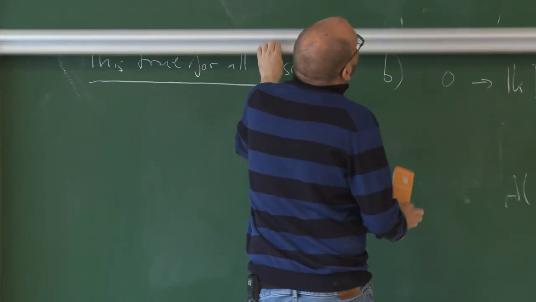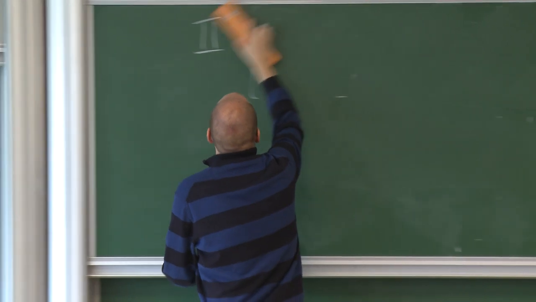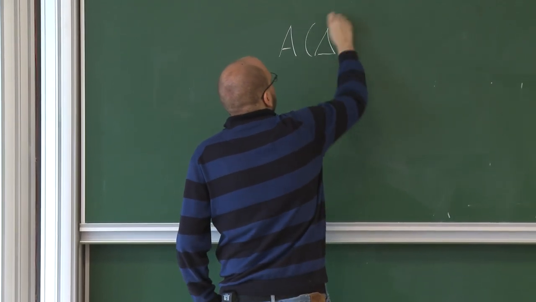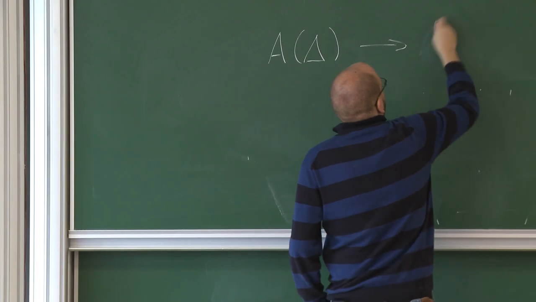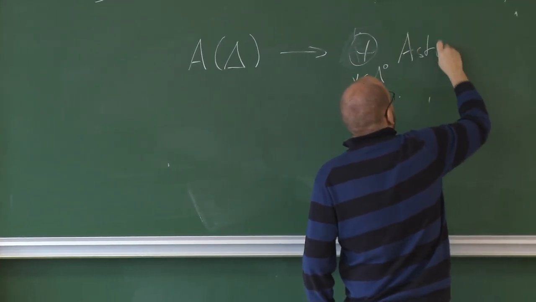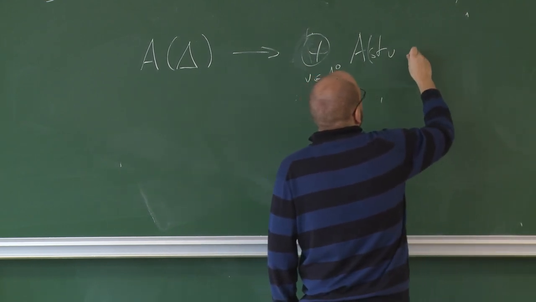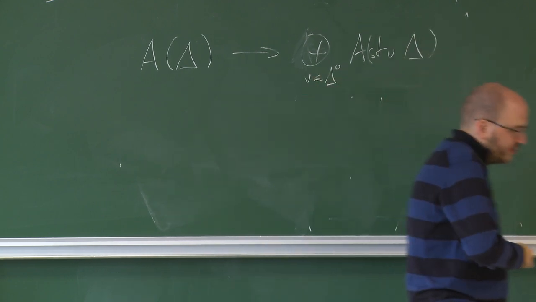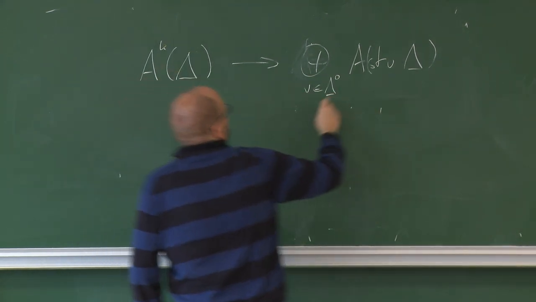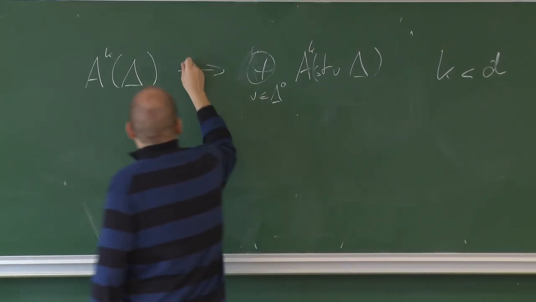I get that: the desired property, that A of delta injects into the direct sum over the vertices in delta of A of the star of the vertex. Because the homology vanishes, this will be exactly the Koszul homology. This will be just the homology coming from the Čech complex, and this will vanish in degree k less than d. And this is an injection.